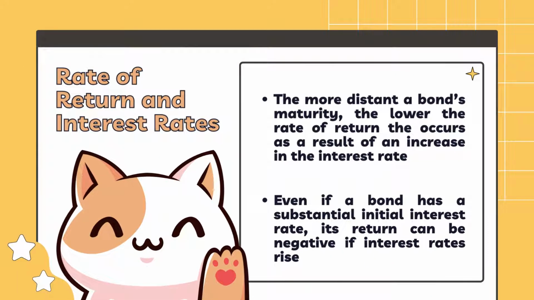Then, okay, the more distant a bond's maturity, the lower the rate of return that occurs as a result of an increase in the interest rate. Even if a bond has a substantial initial interest rate, its return can be negative if interest rates rise. Again, even if a bond has a substantial initial interest rate, its return can be negative if interest rates rise.